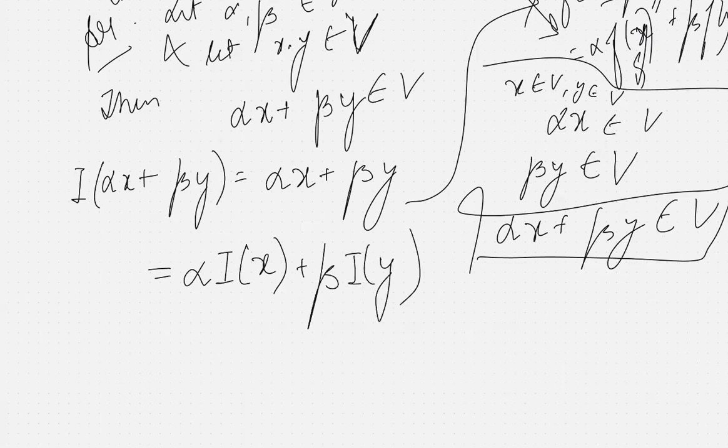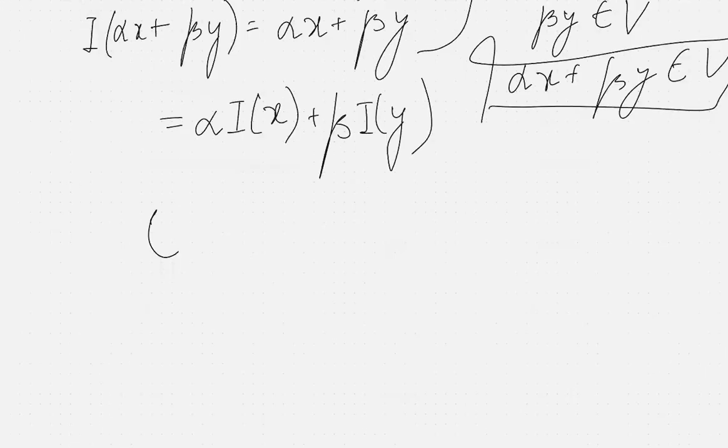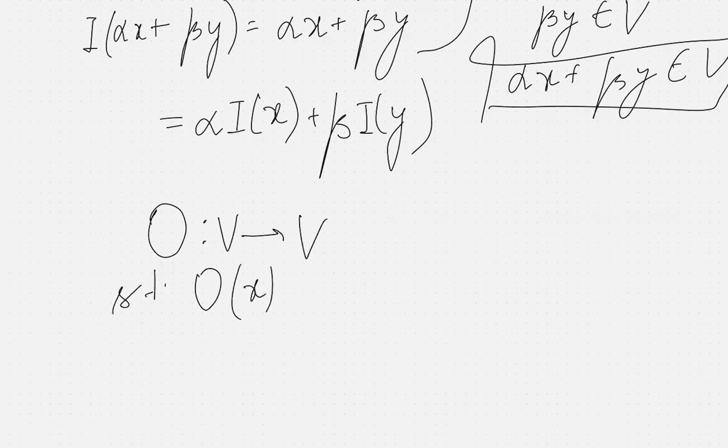The same thing we can do for a zero transformation. 0 defined from V to V, such that 0 of x, actually this is the vector 0, a function 0, is equal to 0 for all x that belongs to V. So this is a linear operator on V.